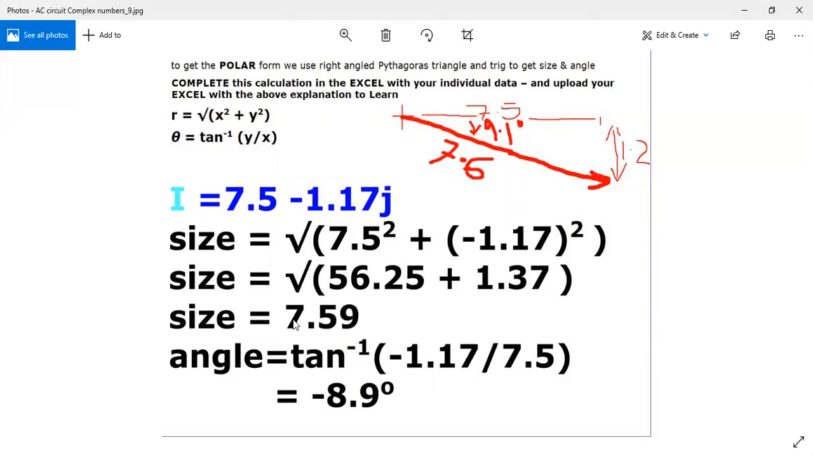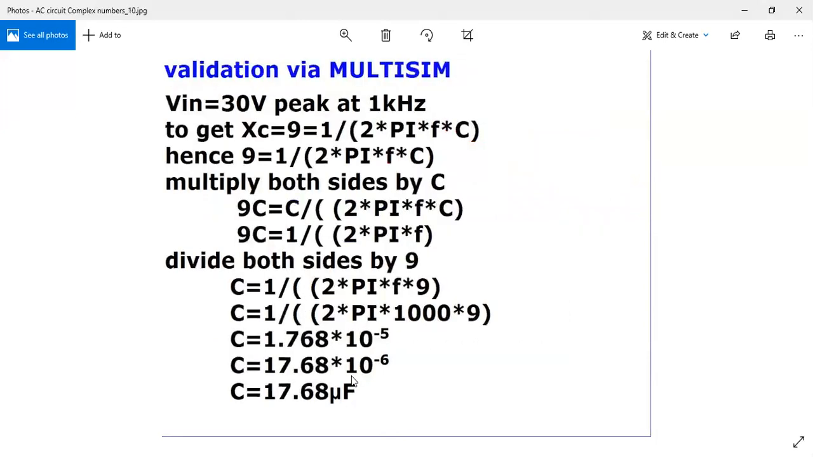We end up, for the supply current, the size of it is predicted to be 7.59 amps, and its phase shift with respect to the voltage across it would be 8.9 degrees lagging. The lagging is indicated by the minus number in front here. So if we want to validate these numbers to see if our calculation is correct, we can put that circuit into Multisim, and we're looking for 7.59 amps as a measurement from a meter and a phase shift of 8.9 degrees.